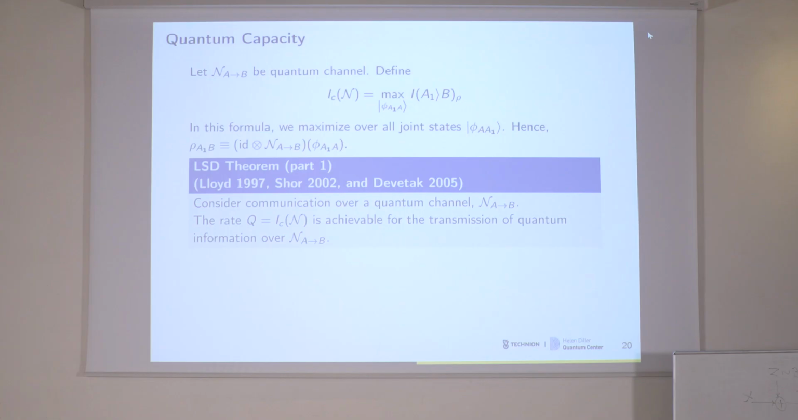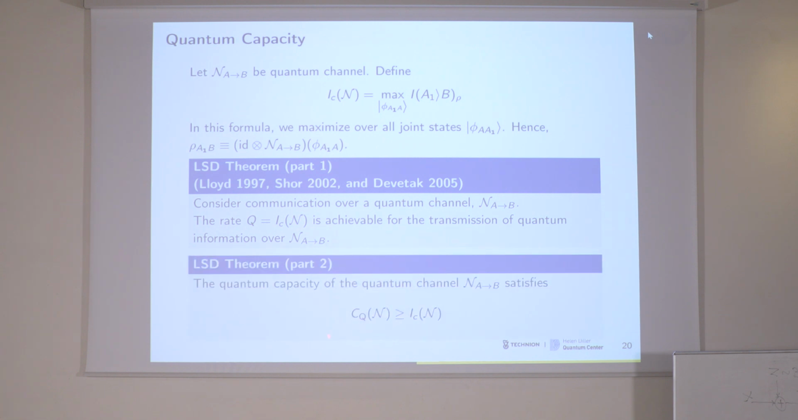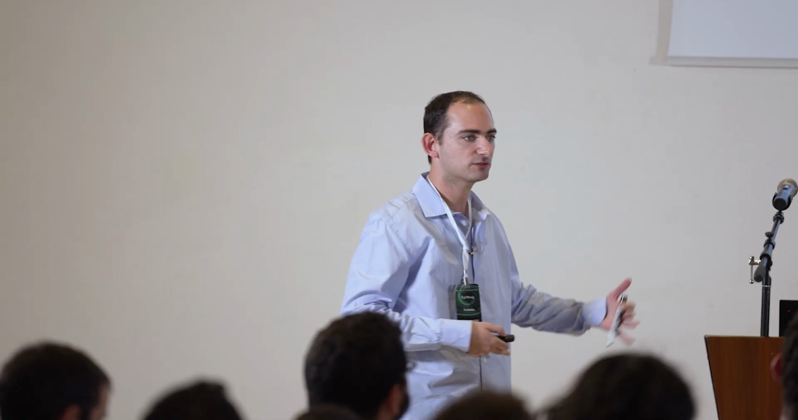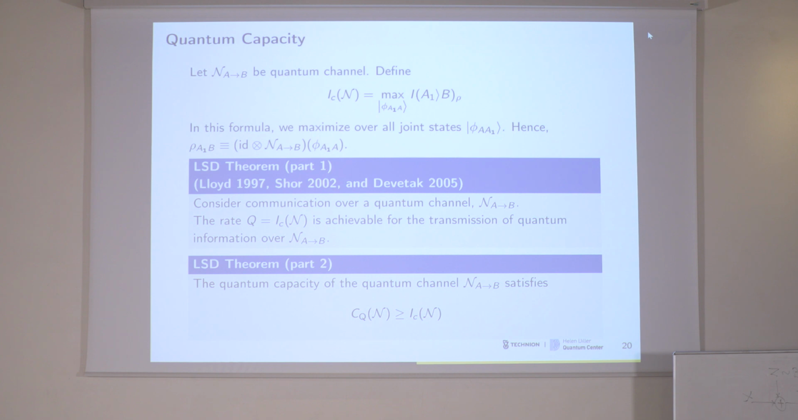This is the LSD theorem. It's named after Lloyd, Shor and Devetak. I didn't make this name up. It says that the quantum rate that is equal to the coherent information of the channel, that is the maximal coherent information value, is achievable for the transmission of quantum information. This implies that the quantum capacity, the maximal achievable rate, is bounded from below by the coherent information of the channel. We can also get a regularized formula, a multi-letter formula, although I didn't include it here.